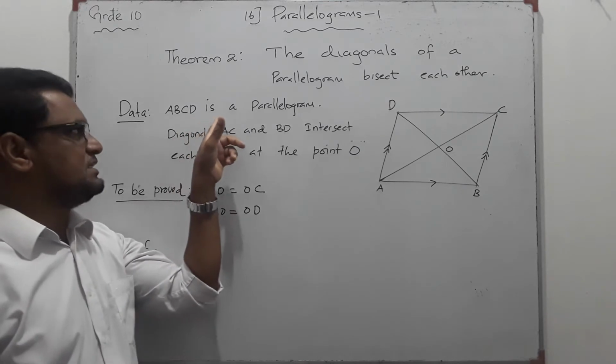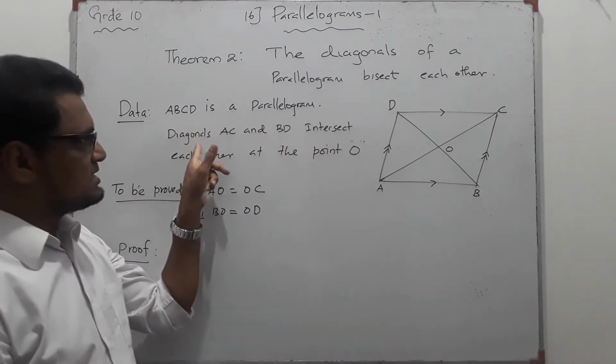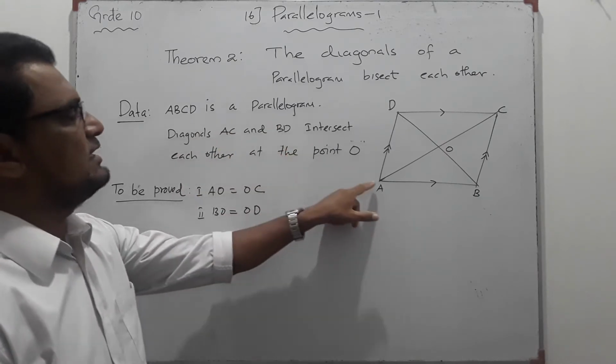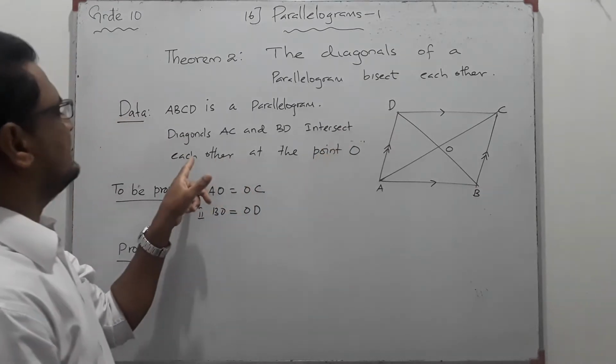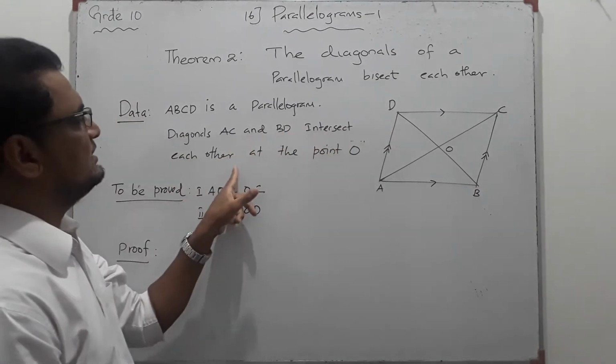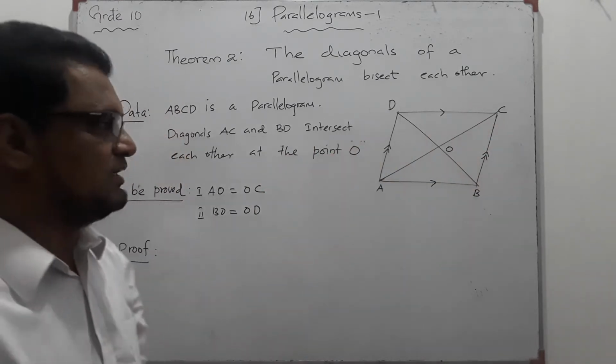ABCD is the parallelogram. That is given. Diagonals AC and BD intersect each other at the point O. These are the given data.